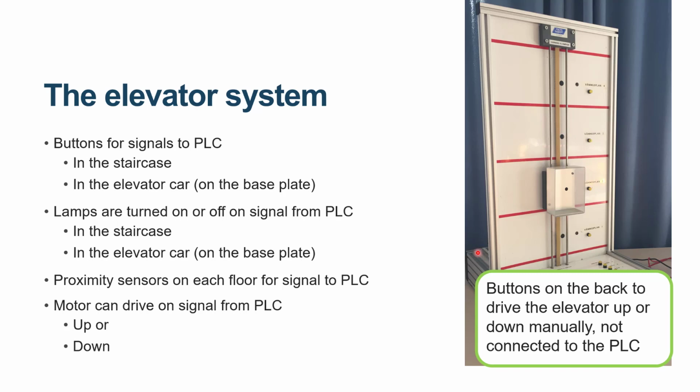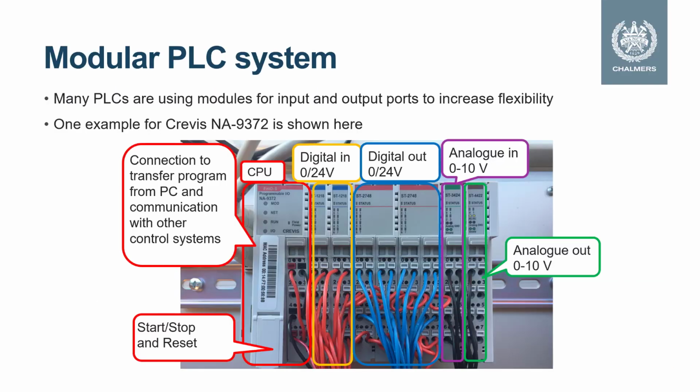On the back here, on the elevator base plate, we have two buttons for up and down for moving the elevator manually up or down. They are not connected to the PLC system, only directly to the motor for manual movement. We will go back and take a look at the PLC system as well.